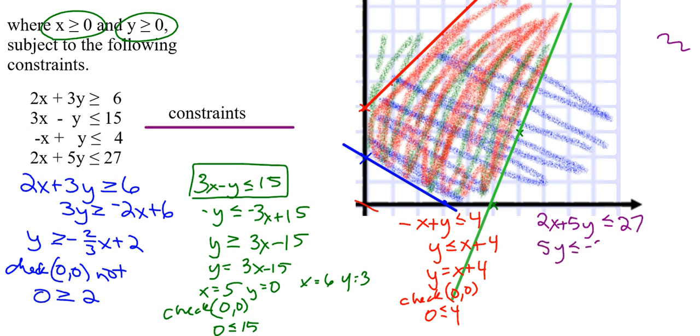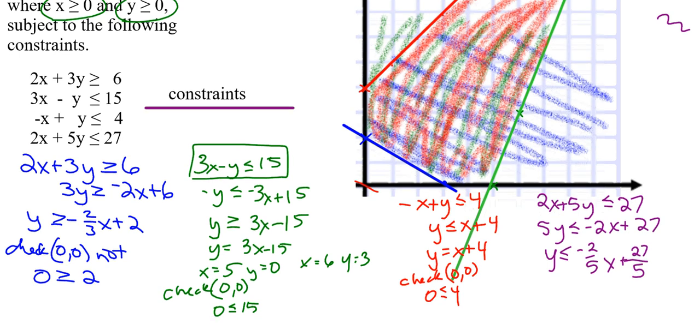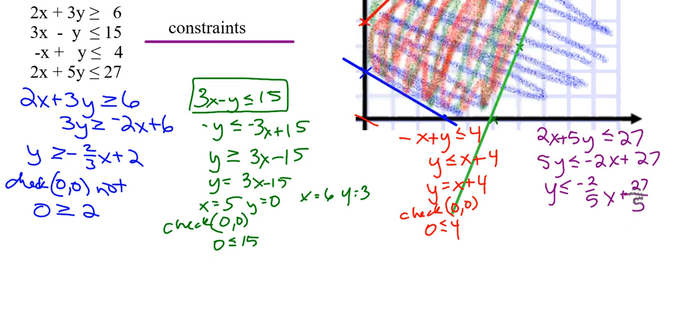5y is less than or equal to negative 2x plus 27. Y is less than or equal to negative 2/5 x plus 27 over 5. A little hard for me to plot points and see what happens there. So again, I'm going to go back to y equals negative 2/5 x plus 27 over 5. I'm going to put in some values and just see what happens.